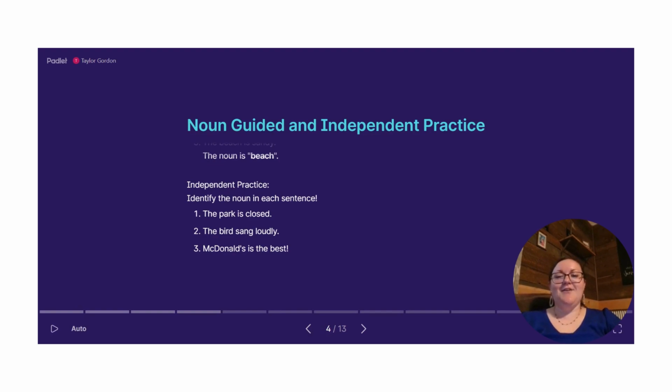Let's do some practice together. Our first sentence is, the park is closed. Ask yourself, which word in our sentence is a person, place, thing, or idea? Our noun is park. Number 2, the bird sang loudly. Our noun is bird. Number 3, McDonald's is the best. Our noun is McDonald's.